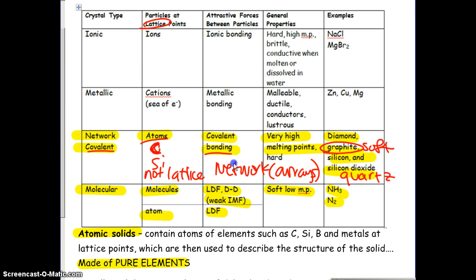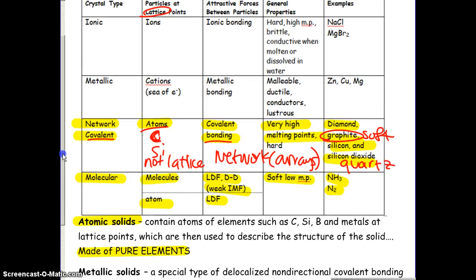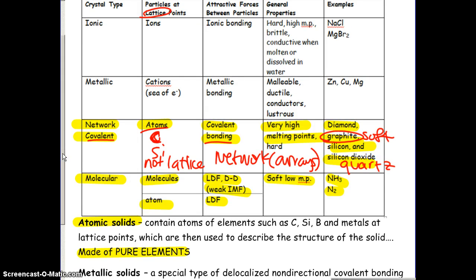We're going to go into detail about the features of this later. One more is the molecular solids. These molecular solids can come in two varieties. They can either have molecules at their lattices, like water or carbon dioxide, or it can have an atom at its lattice points, which in this case could be neon, it could be argon, some sort of single element that's going to create some attraction with itself through London dispersion.